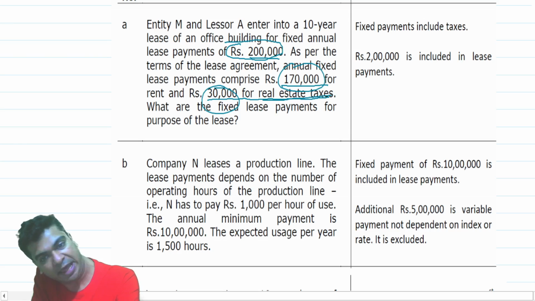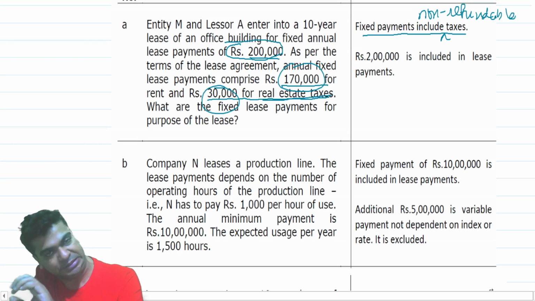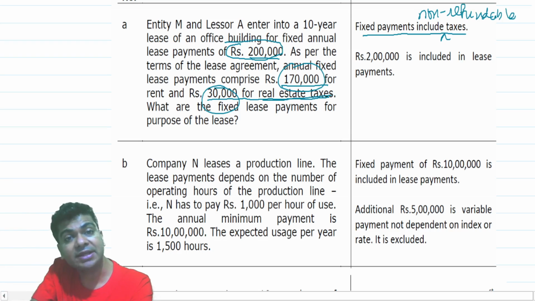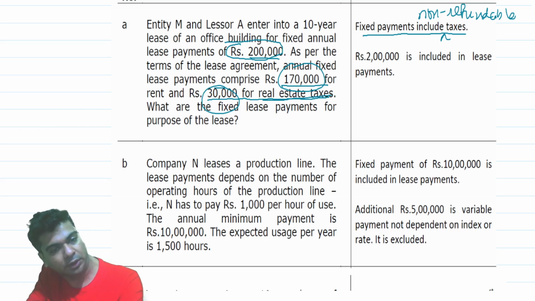So they are clarifying that fixed payments include taxes. They use the word taxes, but actually you should say it will include non-refundable taxes, right? A tax like GST which is refundable, or a tax like GST for which credit will be available, you should exclude it.